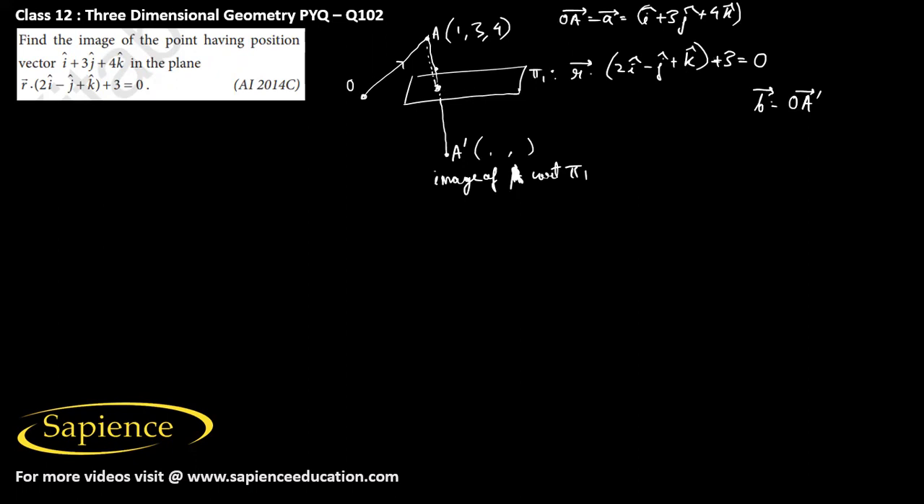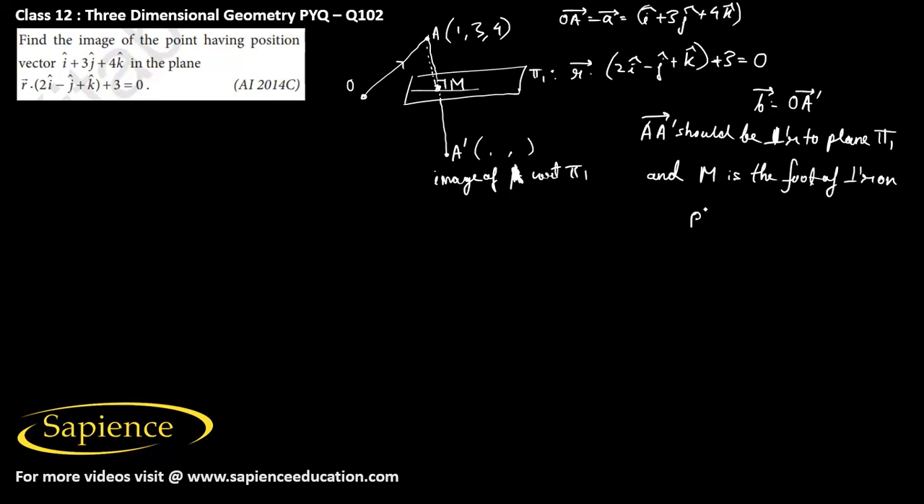So let's say the straight line joining the object and the image intersects the plane at the point M. So therefore, we know that the straight line AA dash should be perpendicular to the plane pi1, and also the point M, which lies on the plane, is the foot of the perpendicular on the plane pi1 from the point A. And this M should be the midpoint of A and A dash.